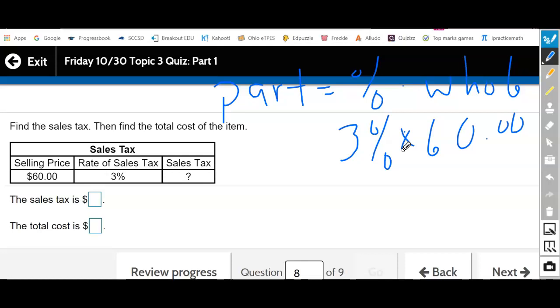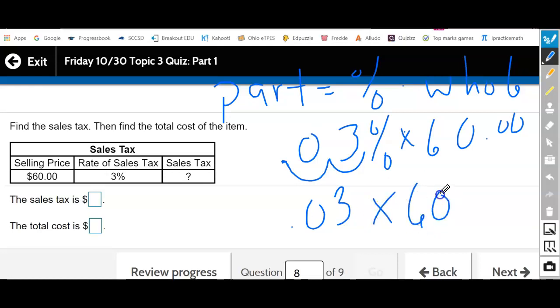How do I multiply percents? Which would be what? Right, we got to change this percent to a decimal. Remember, move the decimal 2 places to the left. That's 0.03 because we fill in that missing spot right there with a 0. That is the most common mistake. So 0.03 times 60 equals what?